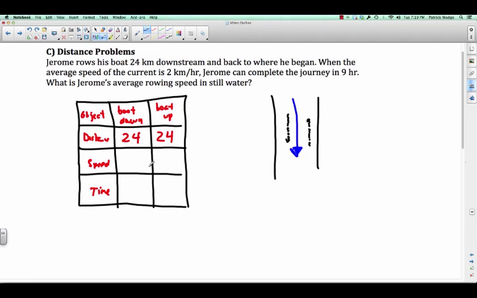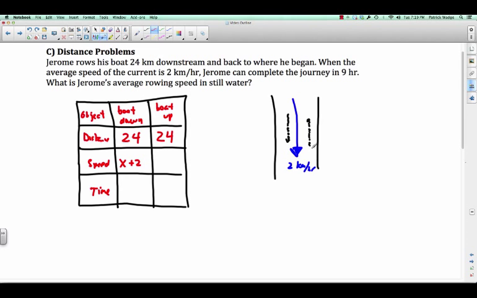What's his speed? Well, we don't know, but what we do know is that the current itself, the water, is moving at 2 kilometers an hour. So we don't know his speed going downstream. I'll just call it x. But however fast he's moving in the boat, he's getting an extra push. He's getting an extra push of 2 kilometers an hour, so it'd be x plus 2.